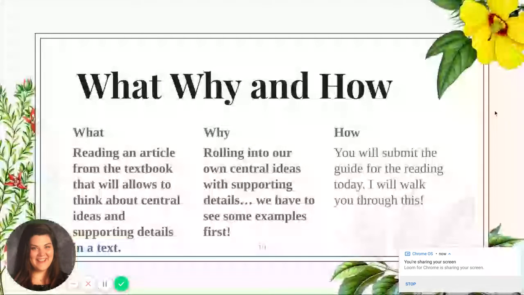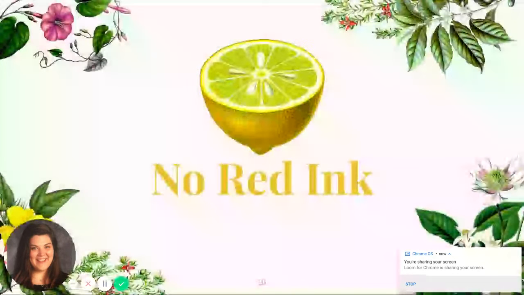So our what, why, and how, as you know, we are reading an article from the textbook that's going to allow you to think about central ideas and supporting details in a text in order to prepare you for when you are creating your own argument and you need to talk about an idea with supporting details. At the end of the day today, you're going to submit your reading guide, which I'm going to walk you through again. So no red ink. You have a no red ink assignment to complete for today. Good luck and enjoy.